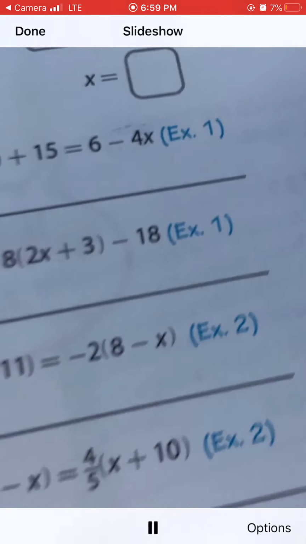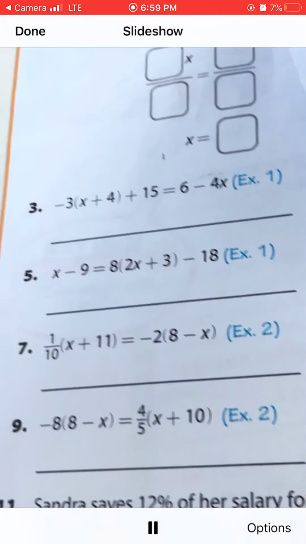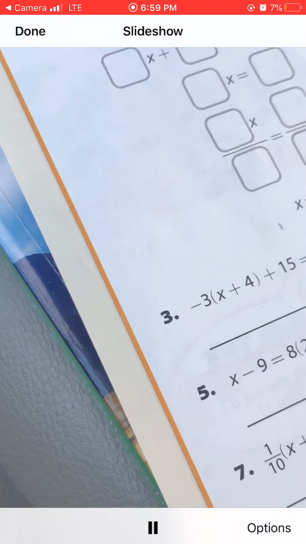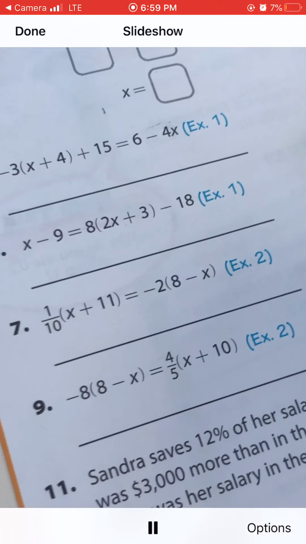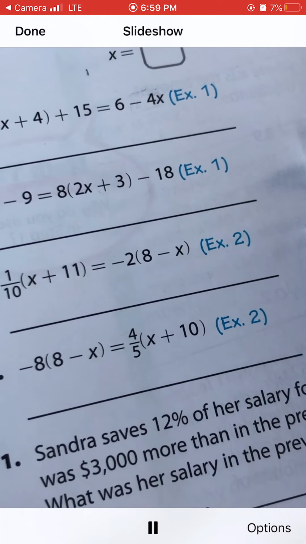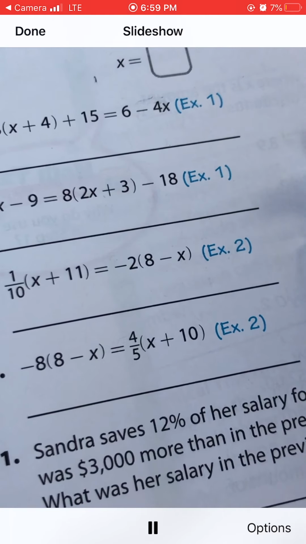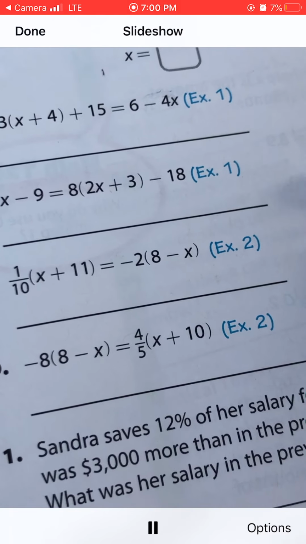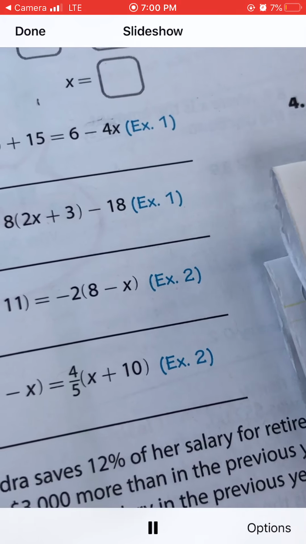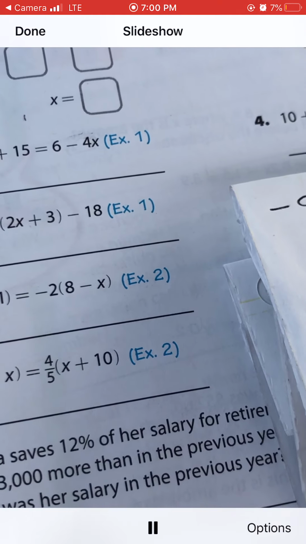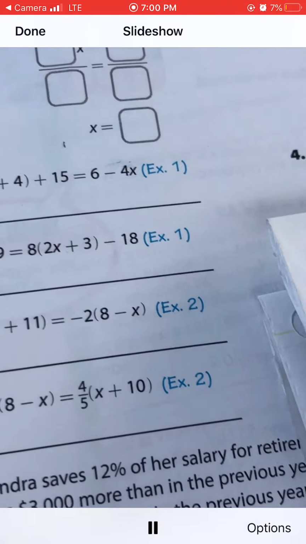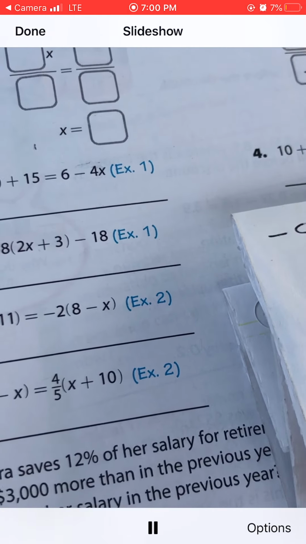All right. So now I'm going to do only one more, and let's go ahead and do number 9. Negative 8 times 8 minus x equals 4 over 5 x plus 10. And it's like example number 2. Distribution on both sides of the equation.